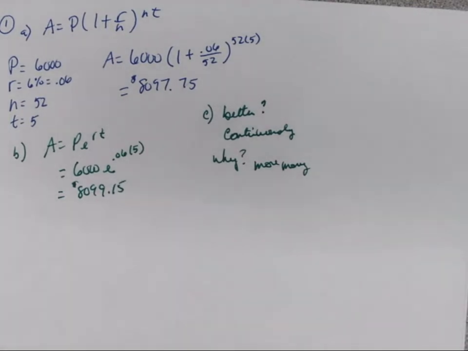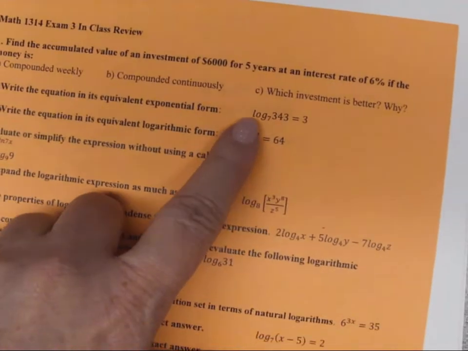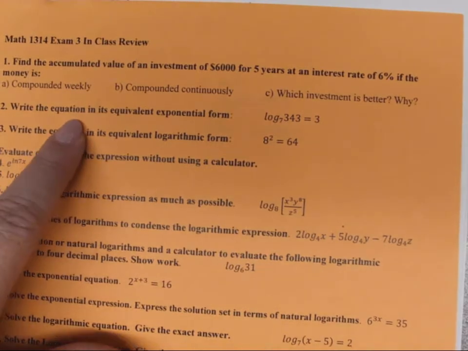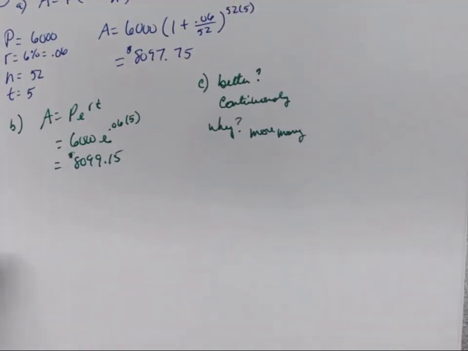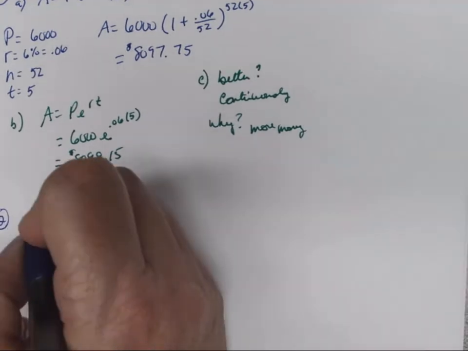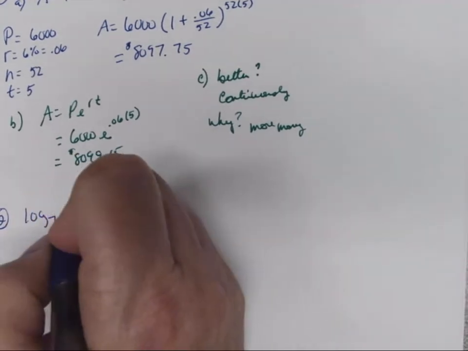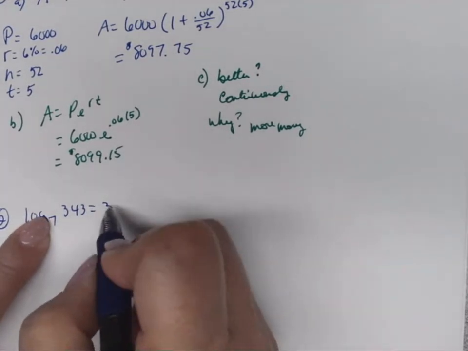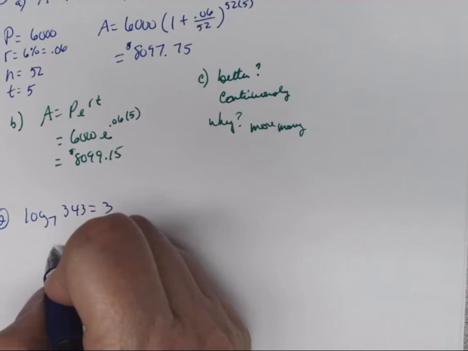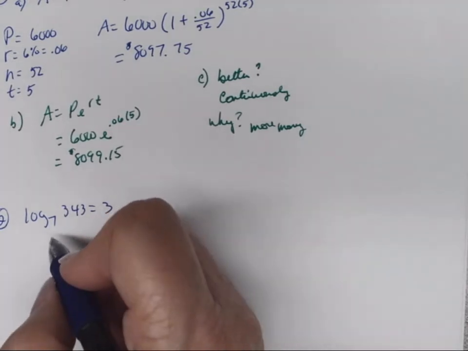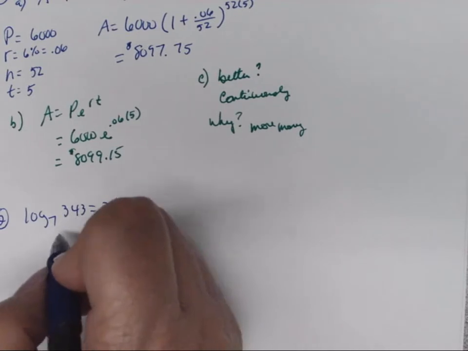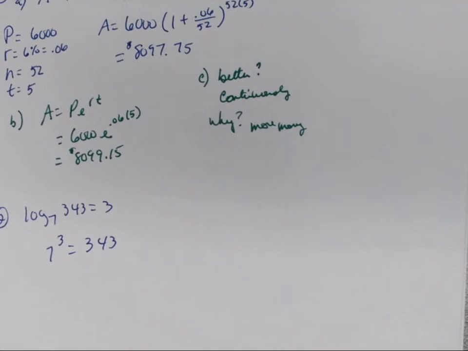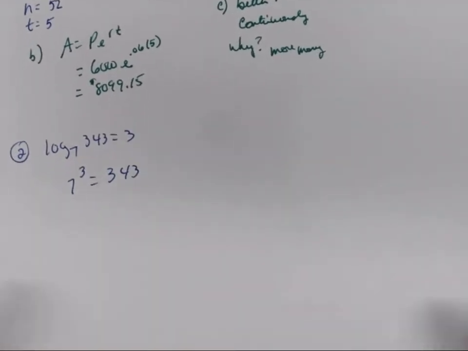All right, next problem. We're looking at log base 7 of 343 equals 3. It says to write the equation in equivalent exponential form. So number 2, we've got log base 7 of 343 equals 3. So this is in log form. We need to write it in exponential form. So that becomes 7 to the third equals 343. That's it.